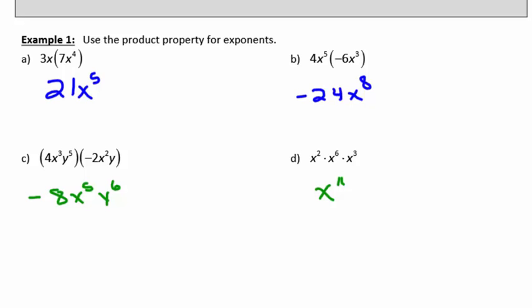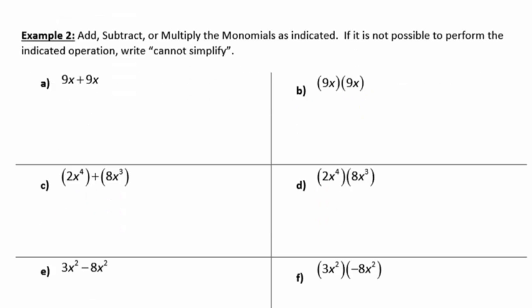Let's go to the next page. In example 2, we want to quickly make a cautionary note about the difference between when I add and when I multiply. When I add two terms that are like, such as 9x plus 9x, I arrive at 18x. When I multiply two monomials, such as 9x times 9x, I arrive at 81x squared.